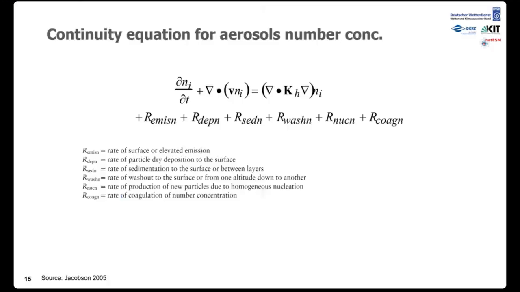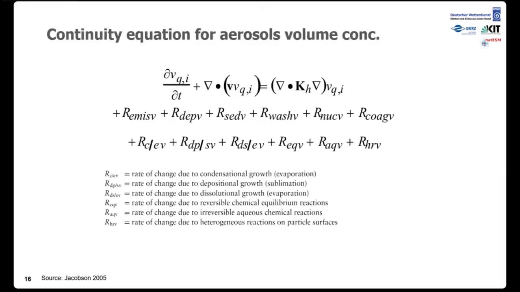And in the second row, you see the processes like emission, deposition, sedimentation, washout, nucleation, and coagulation that contribute to the aerosol number changes. One important thing is that if we now look at the volume or mass, if you times it by the density, you see the second row appearing. And the second row are the processes that only affect mass and not the number. Does anyone know why? For instance, condensation. Why is condensation affecting only the mass and not the number?